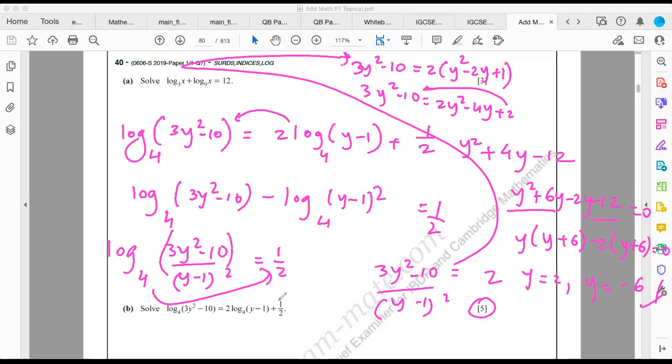We should always verify. Now see, for example, y is negative 6. If I take this term, it becomes undefined. So negative 6 minus 1 becomes log of negative 7, which is not possible. So you got to reject this and take the only value that is valid, which is y equals to 2. So this is about this particular question.